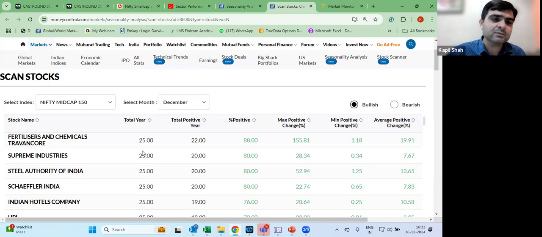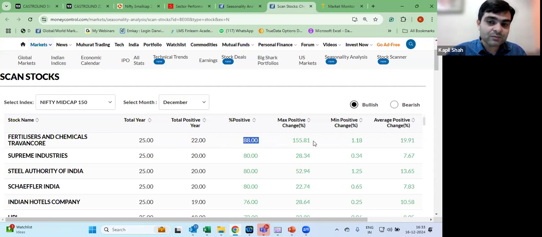Now let's say these are the particular stocks within the mid cap space. Fact, Fertilizer and Chemical Travancore. It has a history of 25 years. Out of the 25 years, 22 times it has ended on a positive note in the December month. So that is 88% of the time in the past 25 years that FACT has ended on a positive note.